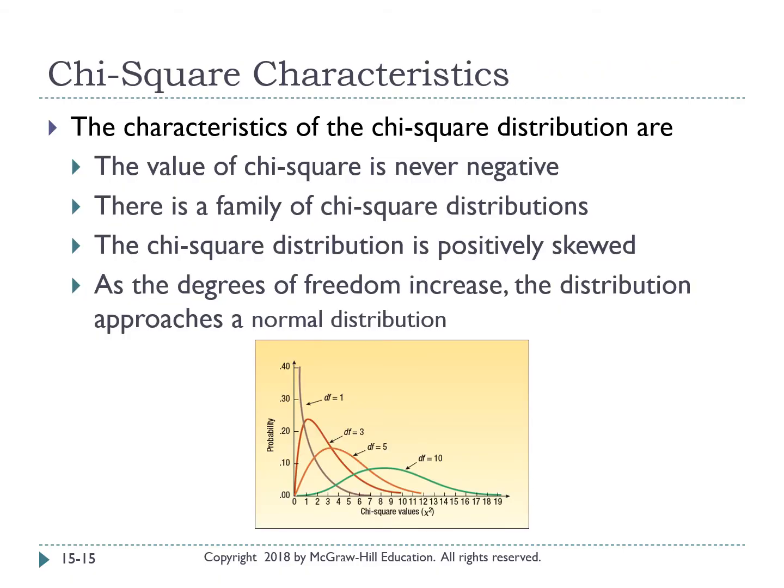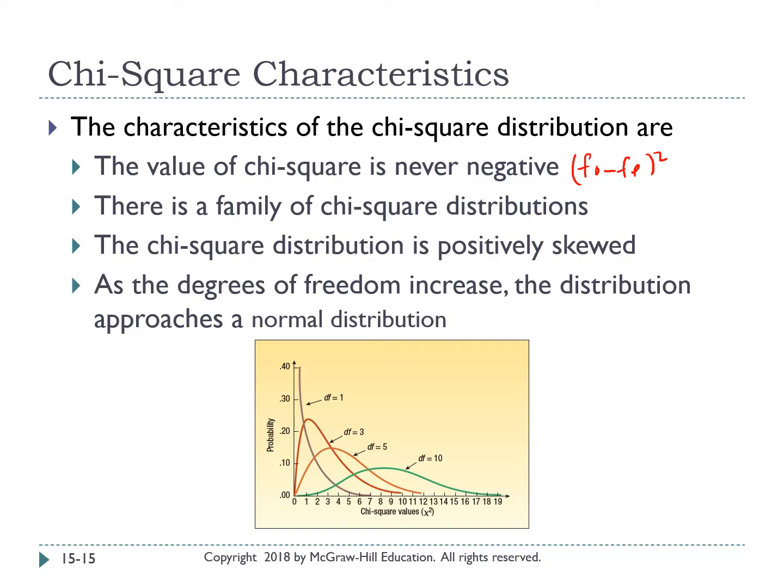Since chi-square is a new statistic for us, let's look at the characteristics of chi-square. The first one, the value of chi-square will never be negative. Why is that? If you look at the formula, we have observed frequency minus expected frequency and then squared. When you have this squared, the value will always be positive. There is a family of chi-square distributions. It means that you will have different shapes of chi-square distribution. Third, chi-square distribution is positively skewed.